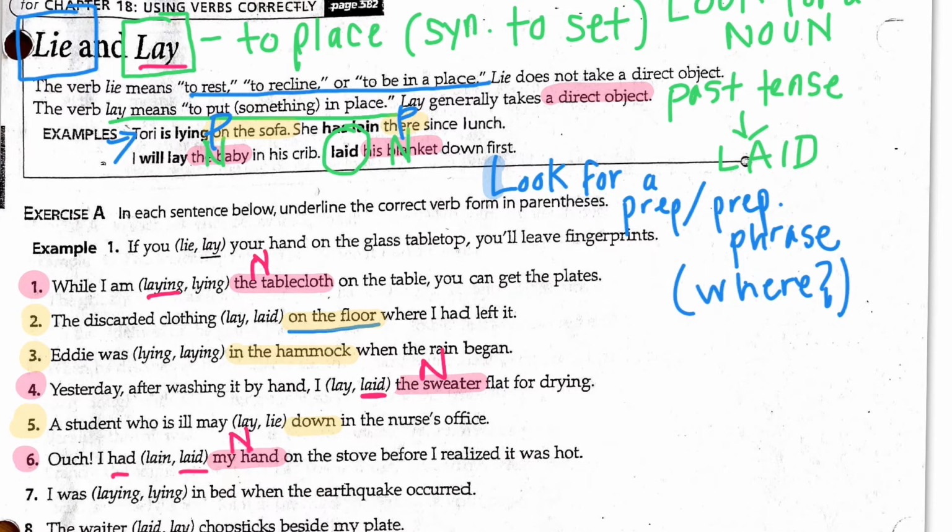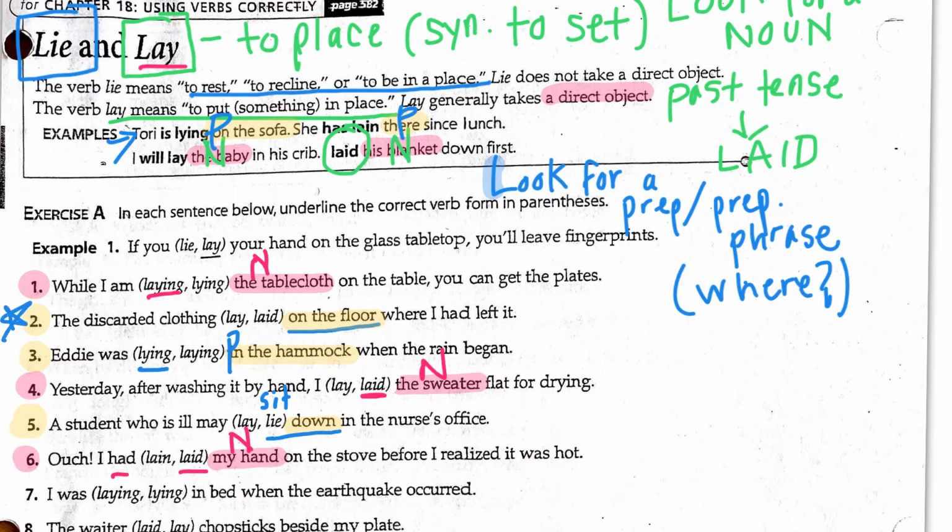And so I don't imagine that in number 3 or in number 5 you'd have much difficulty in choosing your verb. I'm going to work backwards with number 5. A student who is ill may lie down, just like you would sit down. If you wanted to be motionless, you could also lie down in the nurse's office. Or Eddie in number 3 is lying in the hammock. It would be difficult to sit in a hammock, it'd be too wobbly. You'd want to be motionless, you'd want to be reclined. So Eddie was lying in the hammock.